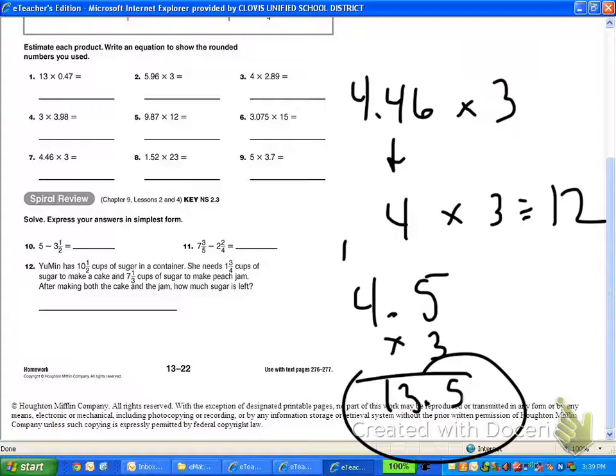On their test, it shouldn't be too difficult, where they find the answer they get should be one of the answer choices they have. So let's go ahead and look at Lesson 4.